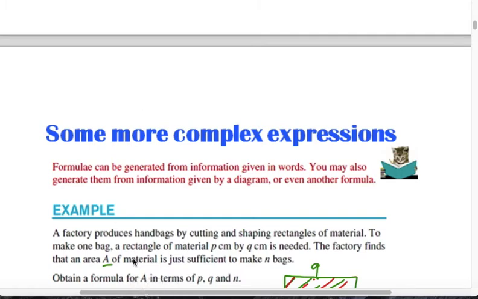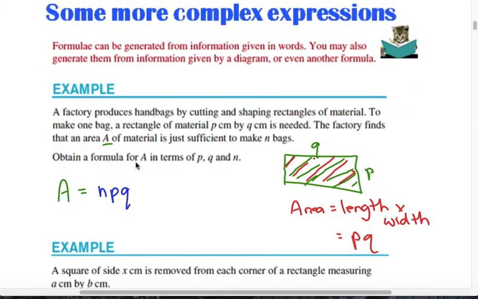A factory produces handbags by cutting and shaping rectangles of material. To make one bag, a rectangle of material which is P centimetres by Q centimetres, so P by Q, so length P, width Q or vice versa, is needed. The factory finds that an area A of material is just sufficient to make N bags. Obtain a formula for the area A in terms of P, Q and N. So drawing the rectangle might be a really good idea.